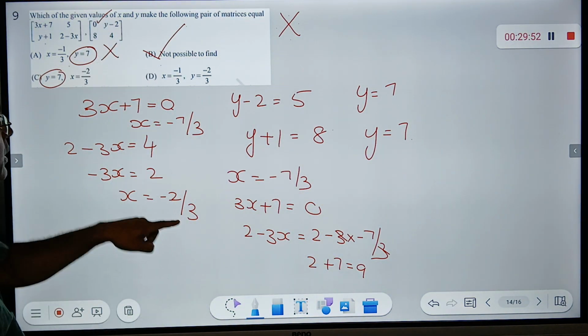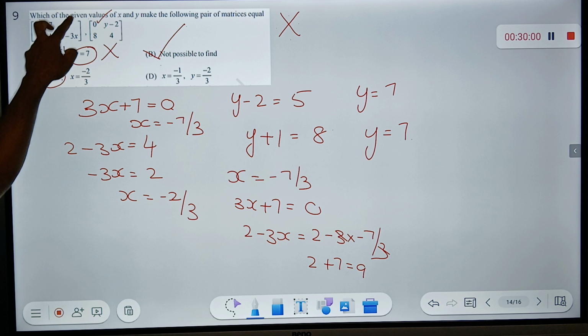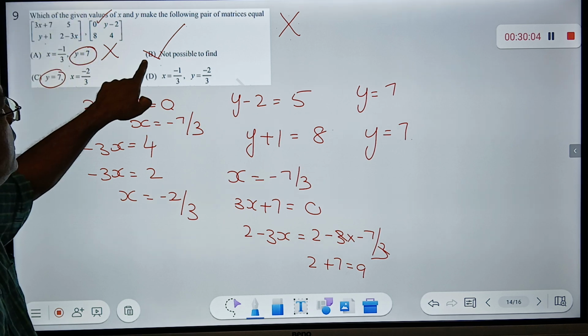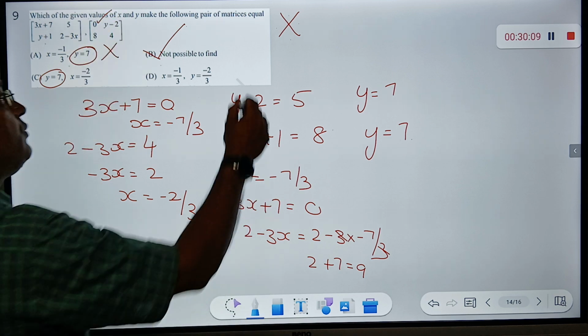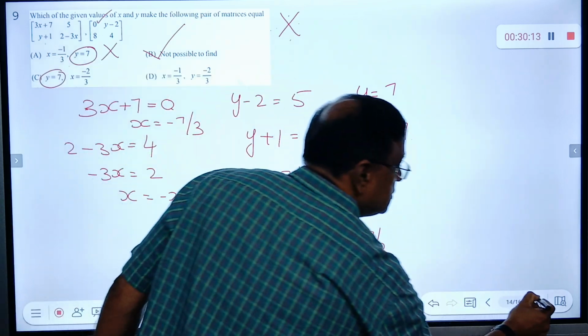Similarly, you can try with minus 2 by 3. If you put minus 2 by 3, you get 8 here, but you will not get 0. So you cannot have two different values of x when two matrices are said to be equal. So in that case, both these options are wrong. So it has to be only not possible to find. Okay. So that is why this is a very important question. So keep track of this question.